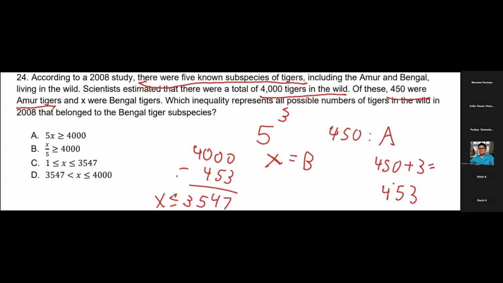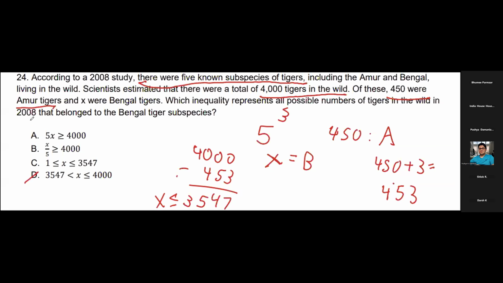this value. It cannot be 4,000 because if there are 4,000 Bengal tigers, then you can't have 450 Amur tigers because the total is only 4,000. So we know that it can't be answer choice D.